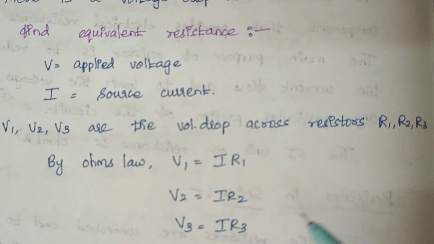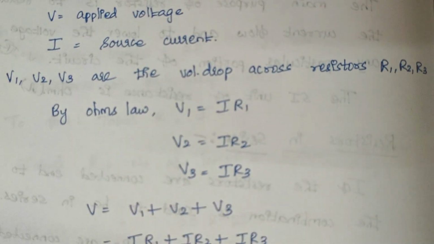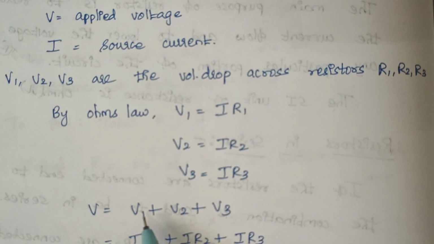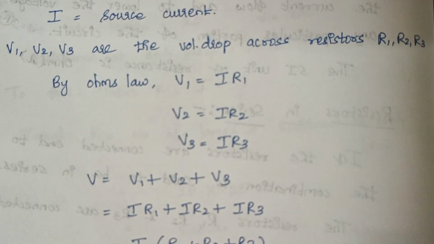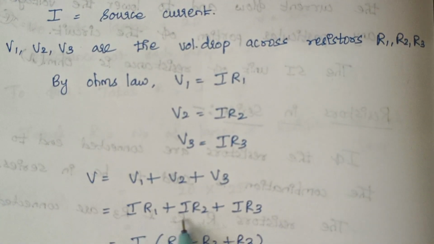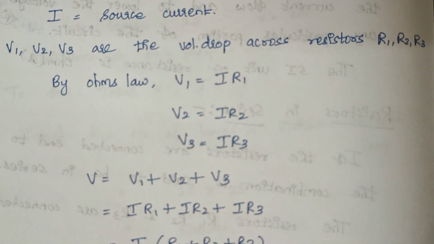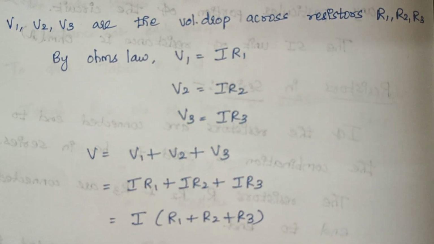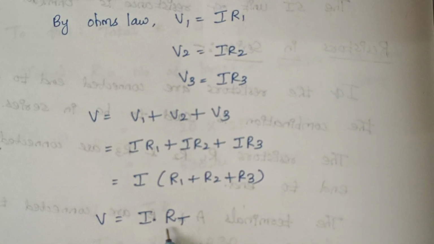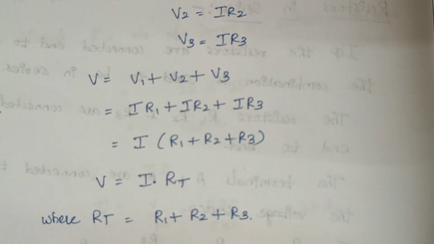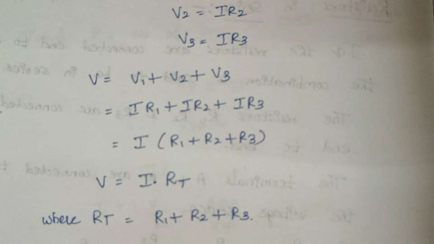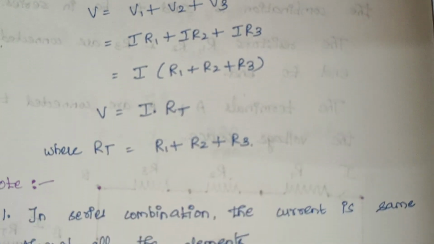So what about the total voltage? The total voltage V is equal to V1 plus V2 plus V3. Now substitute the values of V1, V2 and V3 here. In these terms, I can be taken outside as common, so this becomes I into R1 plus R2 plus R3. This can be written as I into RT, where RT, the total resistance, is nothing but R1 plus R2 plus R3, the summation of all three resistors. So here are some points to be noted.